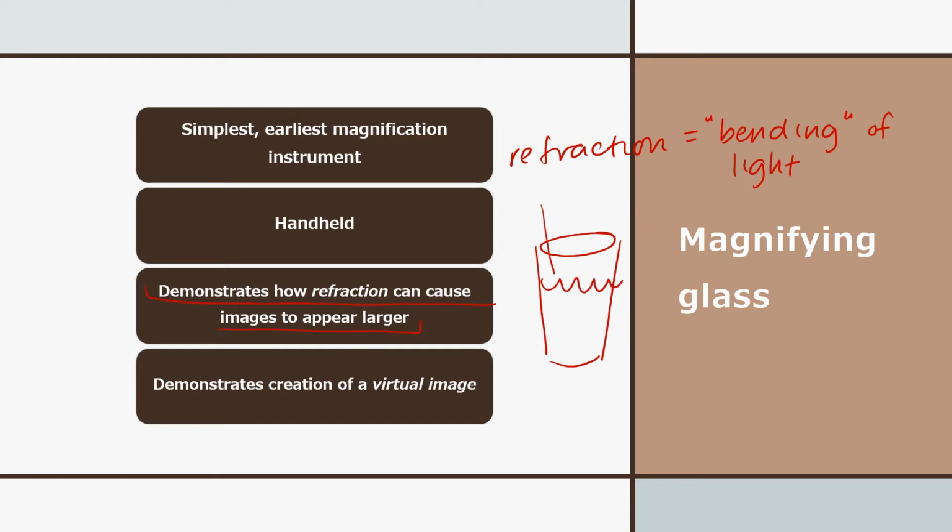You have a spoon that's in that drinking glass, and it appears bent. Oops, I didn't do the actual spoon. That's supposed to be a spoon. Bear with me. And you can see how it looks broken or bent when you look through the water.